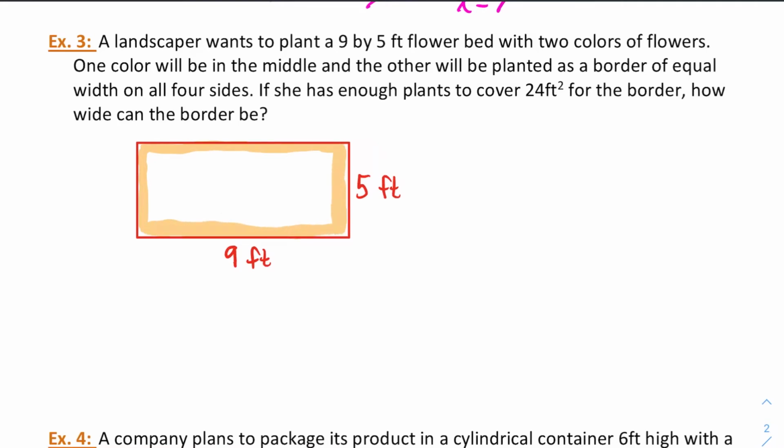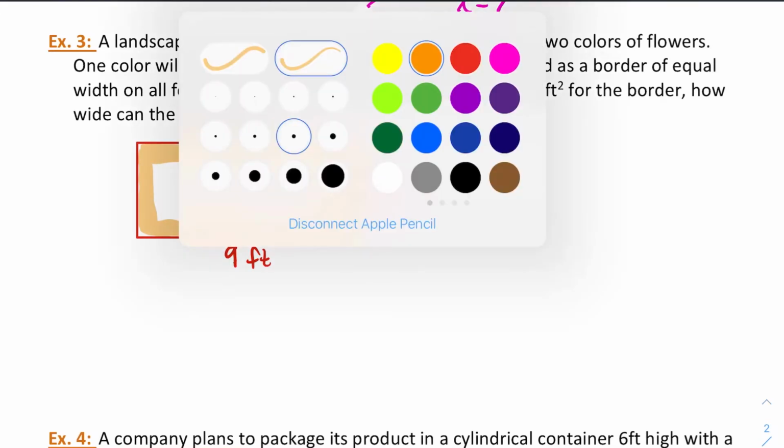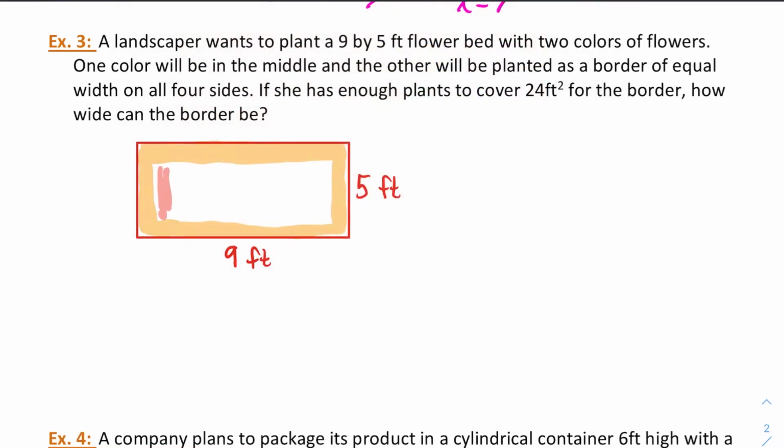And then this is my border flower color in orange here. So I've got this border of colored flowers around the outside and then a different color of flowers in the middle. We know that we have enough plants to cover 24 square feet for the border, and we're trying to figure out how wide that border in orange is going to be.